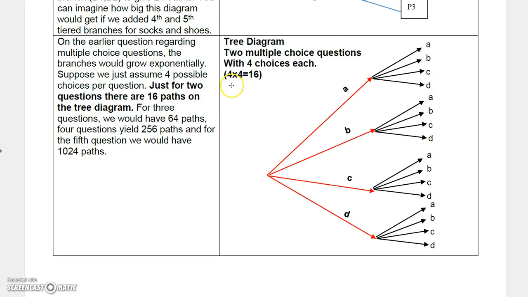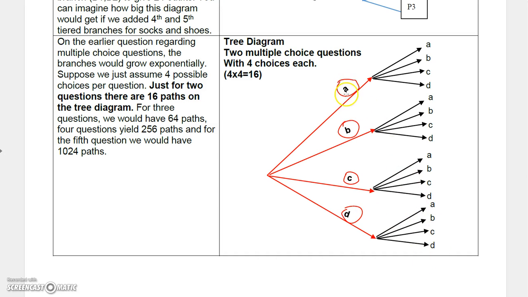Well, if we tried to do that on the multiple choice question, we'd get into trouble real quick. Because on the multiple choice question, let's say these first branches represent your answers to the first question. Well, you could have chosen A, B, C, or D. But if you chose A on the first question, then for your second question, you could choose A, B, C, or D. Same thing for B. You could choose B on the first question, A, B, C, and D for the second. Or you could choose C on the first question, choose A, B, C, and D, or D, and then choose A, B, C, D on the second.